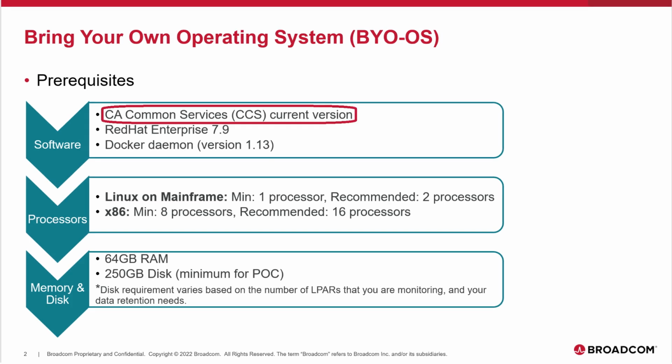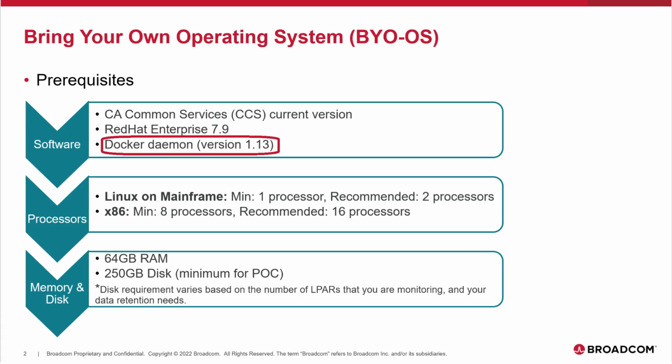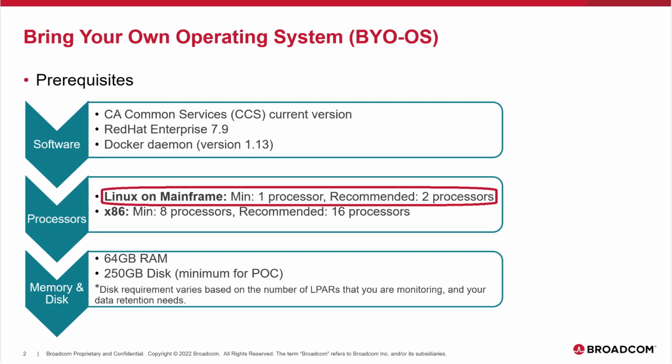As a prerequisite, if it's not already installed, CA Common Services must be installed on your mainframe system. Details on installing CCS are provided in the product documentation. For the system where you are installing MOI, Red Hat Enterprise for Linux version 7.9 is required, with Docker Daemon version 1.13. In terms of hardware, your mainframe configuration should include the following.